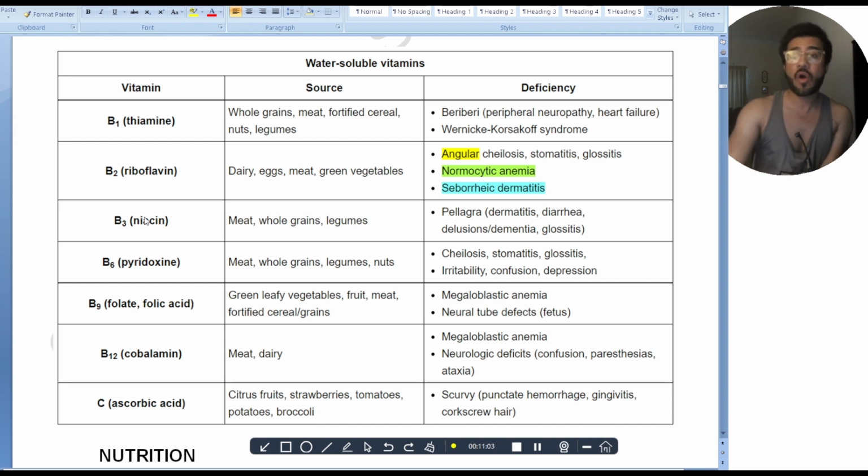Why? Because niacin is used during the production of serotonin. So if you get a cancer like carcinoid syndrome where excessive amounts of serotonin are being produced, niacin would be quickly used up in the body.